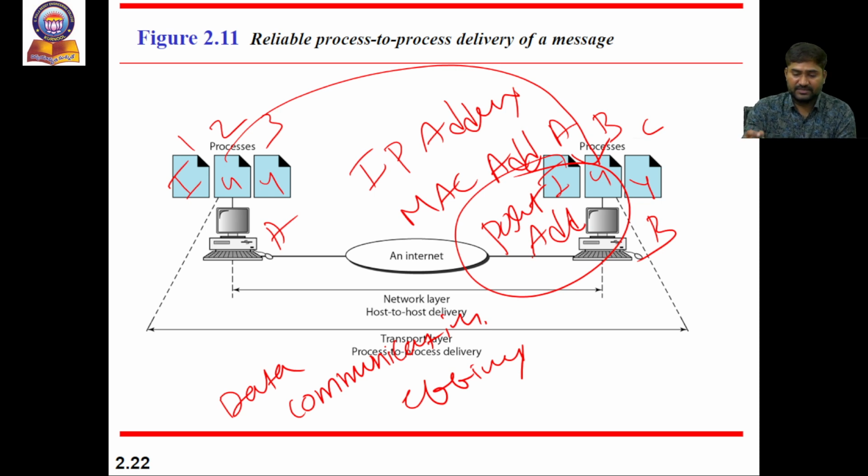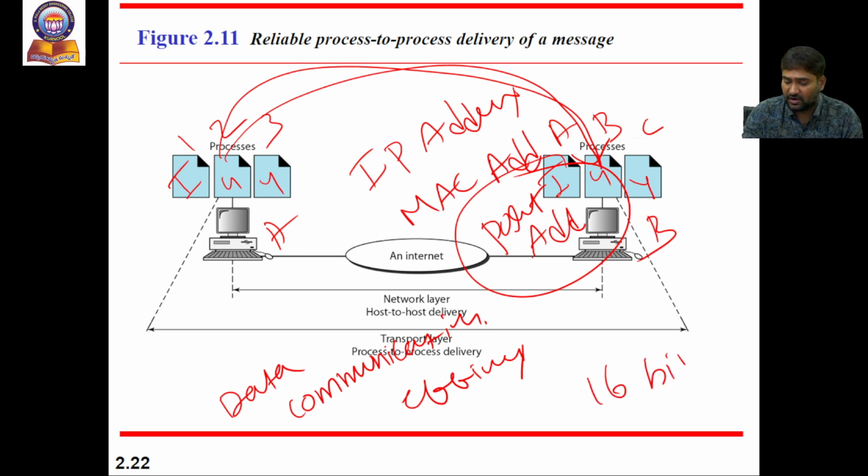So observe that the network layer is responsible for host to host. The transport layer is responsible for process to process delivery. So I am communicating from Gmail to Gmail. My message needs to go to the Gmail application only. To reach the Gmail application, the transport layer is responsible. To reach my message to the Gmail application, I need to add a port address. It's 16 bits in length.